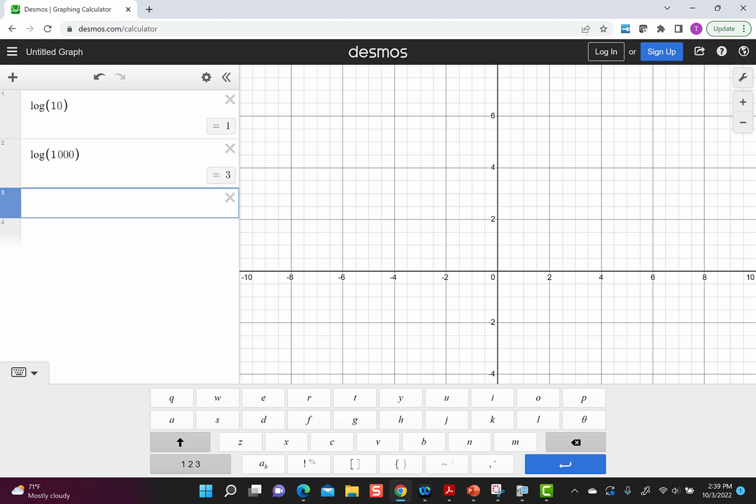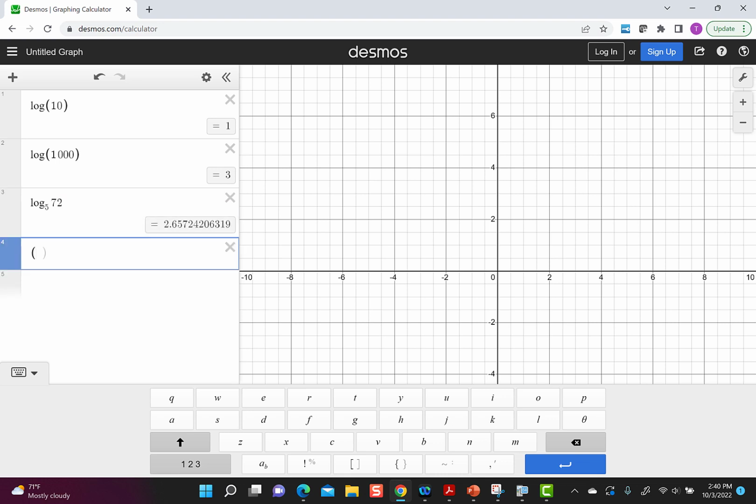If I want to change the base, I do L-O-G, and then I'm typing the underscore, that makes it go down, and then I could put maybe 5 of, let's do 72. This saves us from having to do log of 72 divided by log of 5. And again, see that same kind of answer, but it's much shorter when we can just hit this underscore.